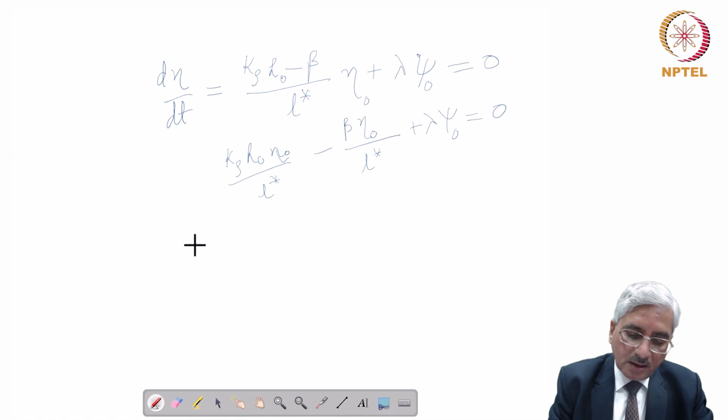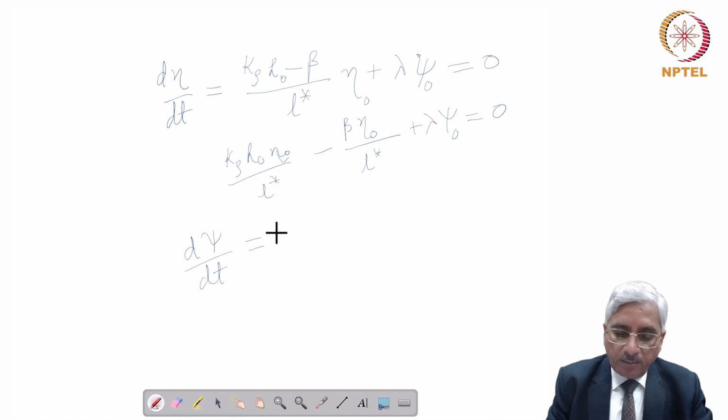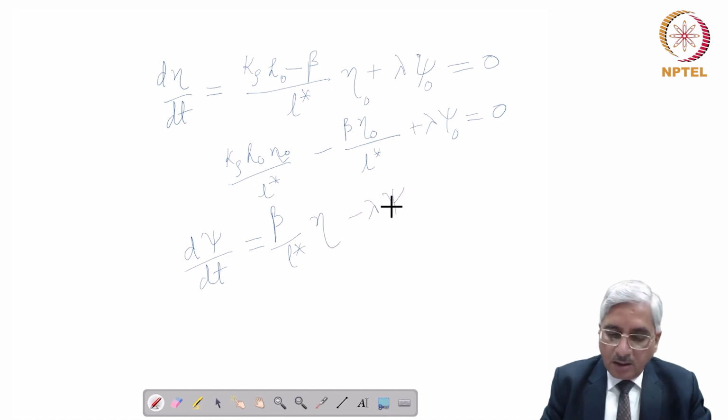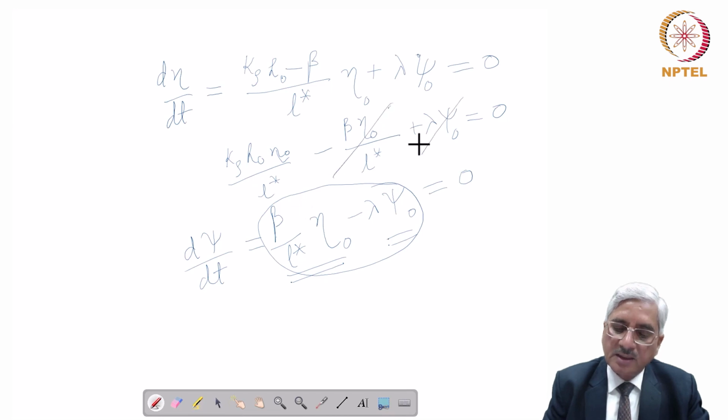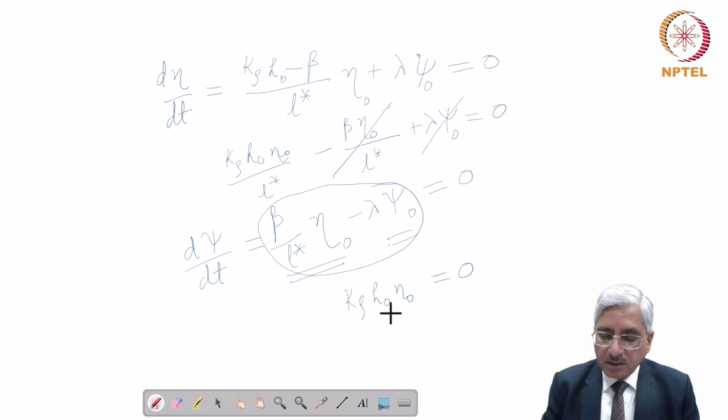Now if we consider the second equation, which is for delayed neutron precursors, d psi by dt equal to beta by L star into eta minus lambda psi. Again, if it has to be at steady state, then this should be 0 and the variables will be this. Now we see that beta eta 0 by L star and lambda psi 0 balance each other. So this and this will cancel, and what we get is k rho h0 eta 0 equal to 0. Now this is satisfied in two ways. One is h0 equal to 0 and the other is eta 0 equal to 0.